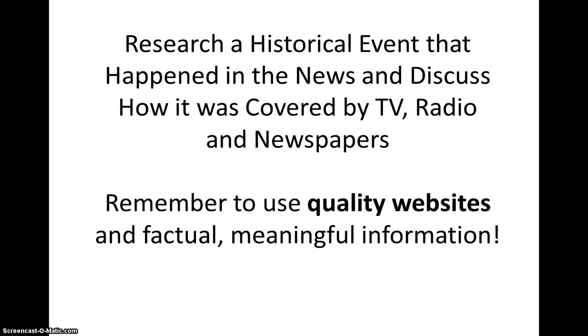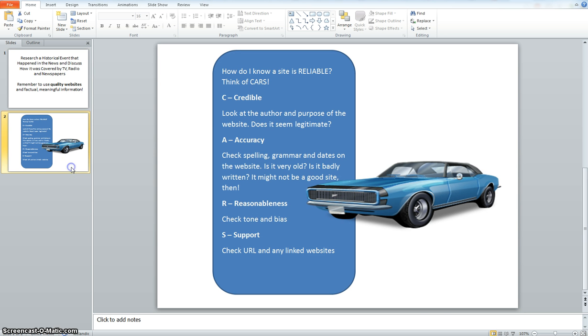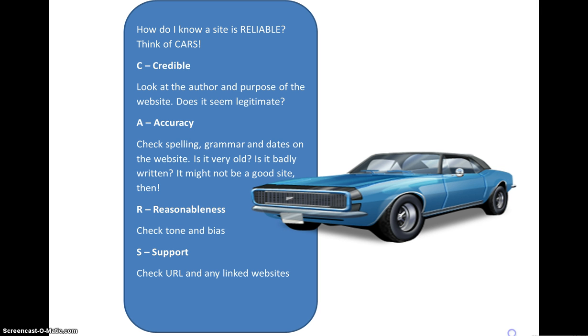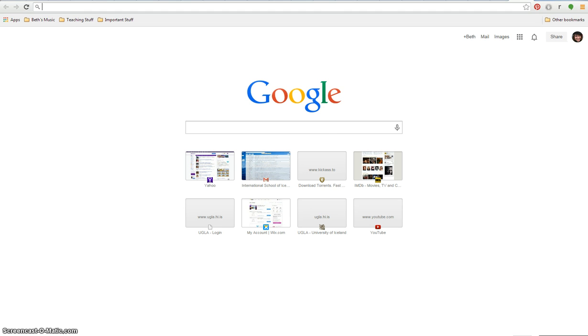So let's get started with Google. We're going to back into Google. We're going to take a look at this. This is one of the ways that we've talked about in class for how to find reliable websites. The first thing we're going to check is credibility, to look at the author and the purpose of the website. Does it seem legitimate? Okay. So let's take a look with Google and see what we can find.